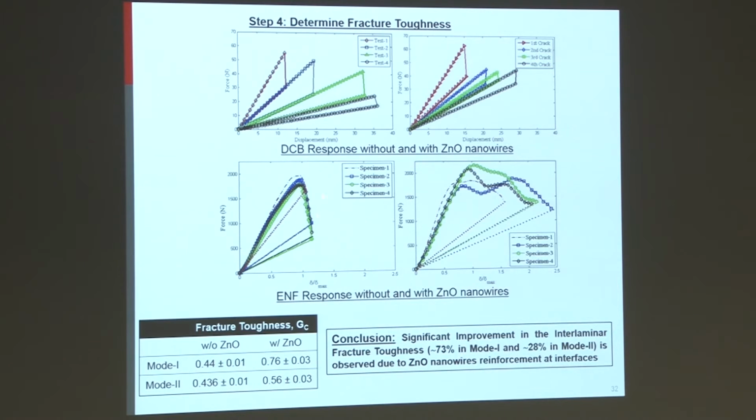For mode 2, the peak loads were comparable, but the post-peak behavior was quite different. In the case of pristine samples, the drop was sudden, but with zinc oxide nanowires, it was more gradual, which showed an increase in the fracture toughness values. We used the ASTM standards and measured the fracture toughness values, and we noticed there is about a 73% increase in mode 1 and about 28% in mode 2 response.